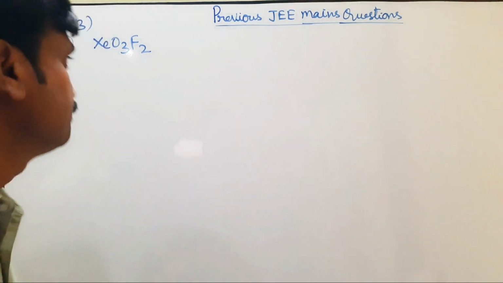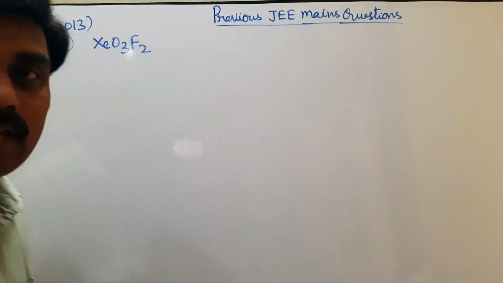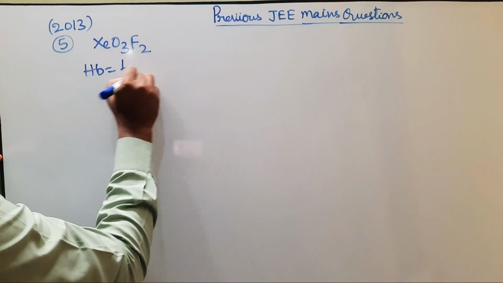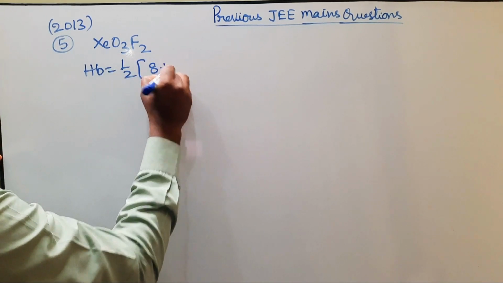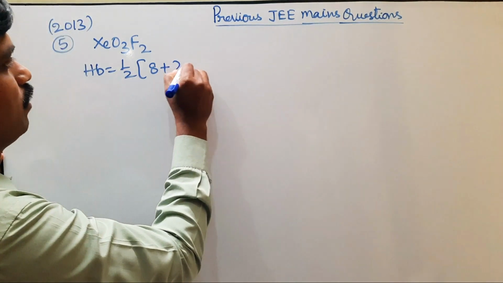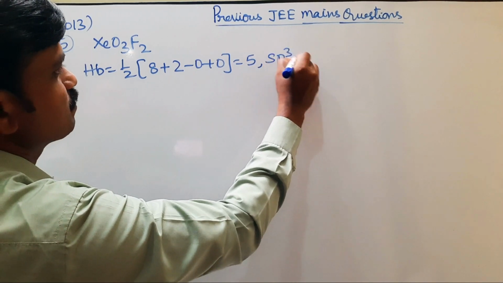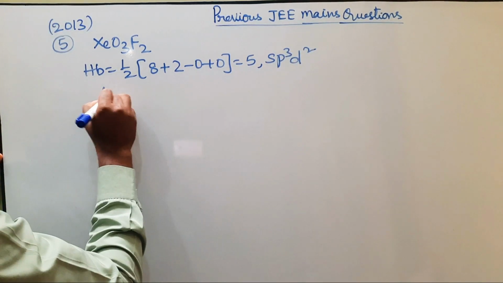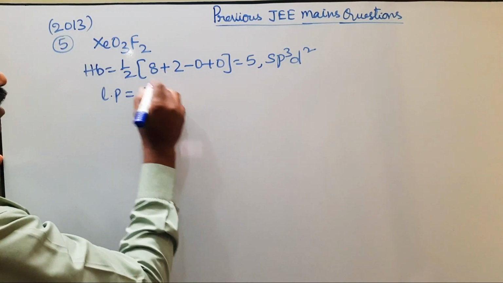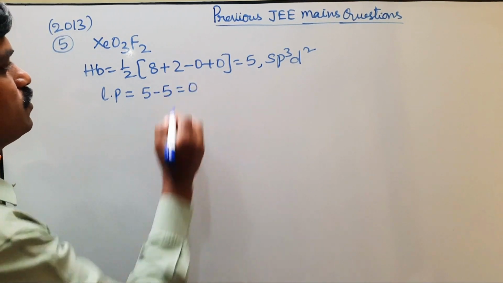Look at the next question, students. It is a previous 2013 JEE Mains question. XeO3F2: find the hybridization and bond angle of the molecule. Hybridization is equal to half into central atom xenon, an 8th group element, plus surrounding monovalent atoms. Oxygen is divalent, fluorine is monovalent, so minus 0 and plus 0. It is equal to 5. So it undergoes sp3d hybridization. Lone pair is equal to the obtained pairs 5 minus surrounding atoms with xenon, 3 oxygens and 2 fluorines. So 5 minus 5 equals 0.